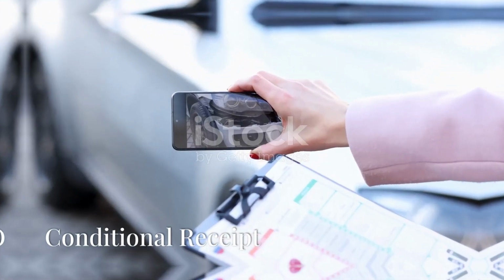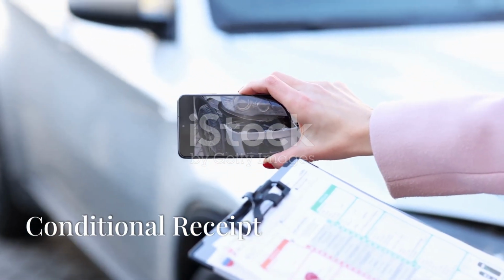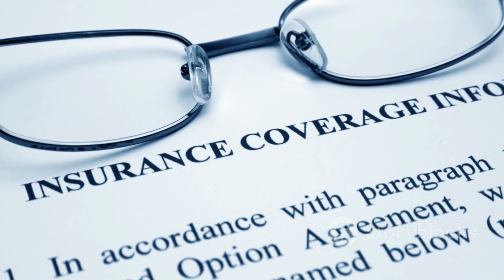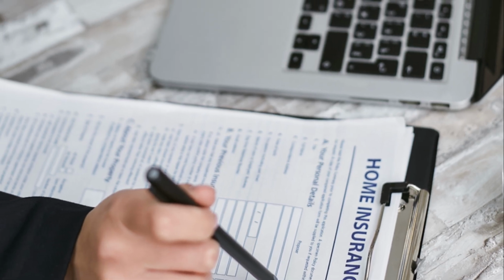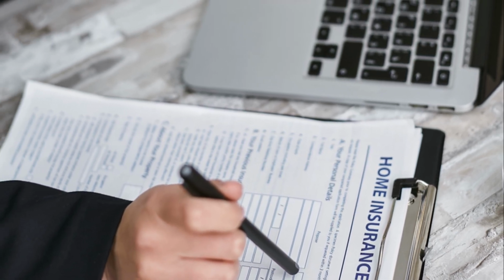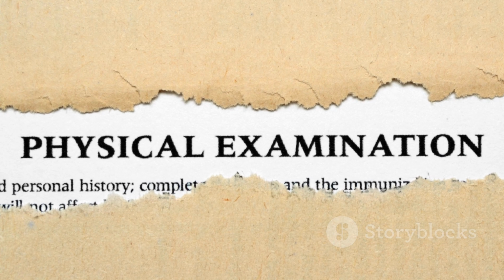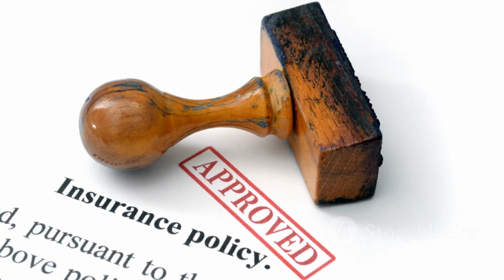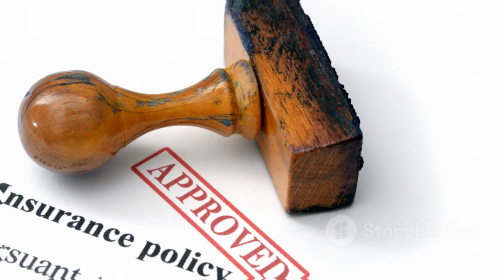A conditional receipt is similar to a binding receipt, but provides coverage only under specific conditions. Coverage begins when the applicant meets the conditions outlined in the receipt, such as passing the underwriting process and meeting the insurer's criteria. If the conditions are not met, the conditional receipt does not guarantee coverage.